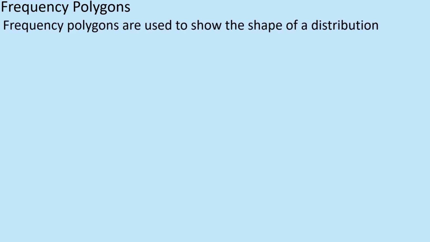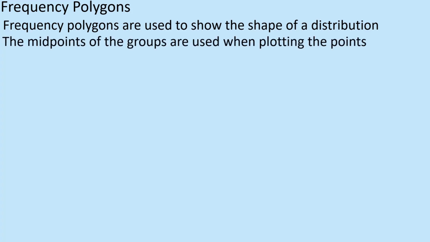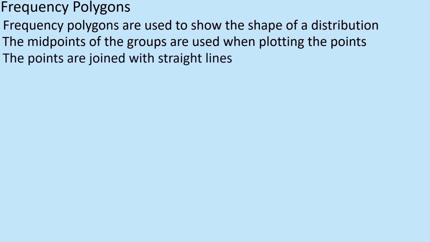It tends to be used to show a distribution of information effectively. Because it is a distribution of information, we're going to be using midpoints of groups. It'll make more sense when we're doing it, but ultimately it will be classed as grouped data, and we use the midpoints to do it. And of course, like I mentioned, because it's a polygon, it needs to be joined with straight lines.